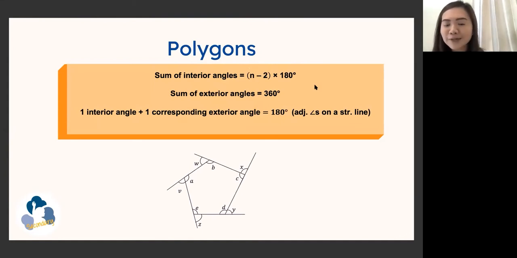For those who have attended my MAP, you should know why it is n minus 2. Any idea why it is n minus 2? People who attended my MAP, anyone? I think Desiree attended. Desiree, right? Why is it n minus 2? Why cannot just n times 180? Why must the formula be n minus 2?